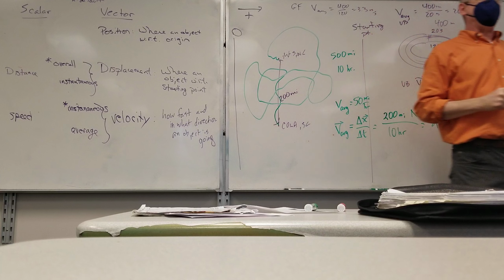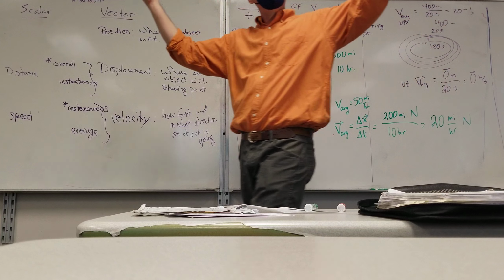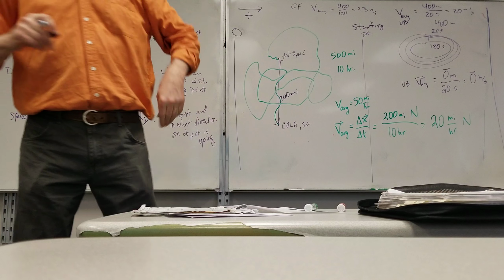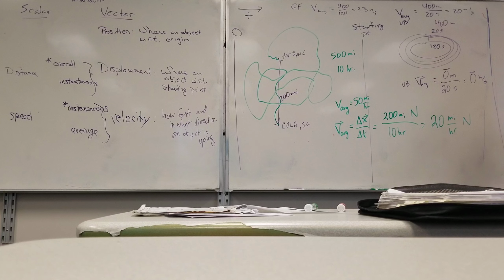What is my average velocity? 0 meters per second. I'm as fast as Usain Bolt. Matter of fact, I'm faster than Usain Bolt, as long as we look at it right. This is how physics can help you win, even if no one else recognizes it.